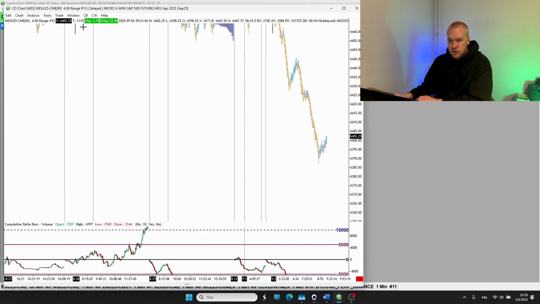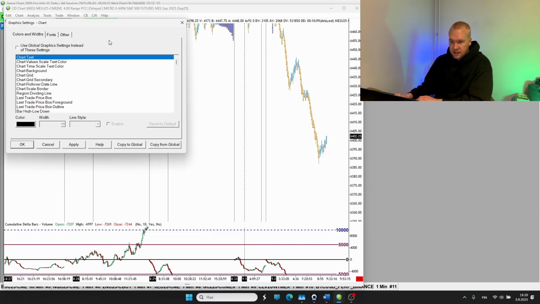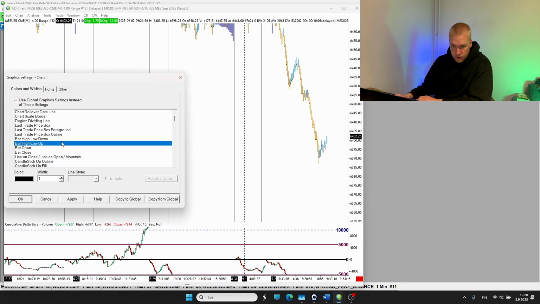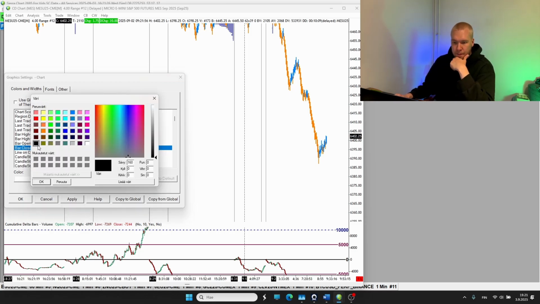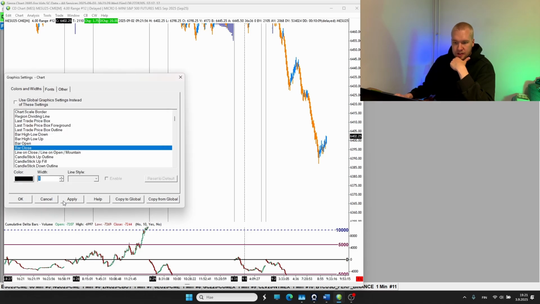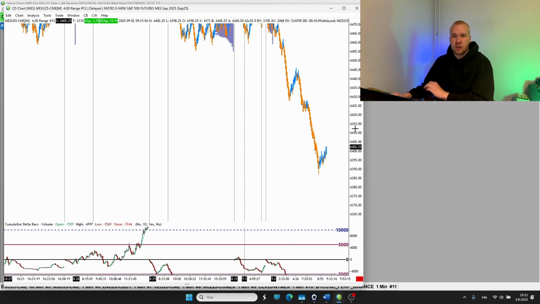And I found a solution for that. So we come to the graphic settings here. And if you change the bar high low down and the bar high low up width to 2, and then you press apply, you can see that now it's thicker. So this is one of the settings which I wanted to change. And the last setting here is this bar close. So I made this black and I put the width to 1, so it's kind of out of the way. And those are all the settings for the chart.